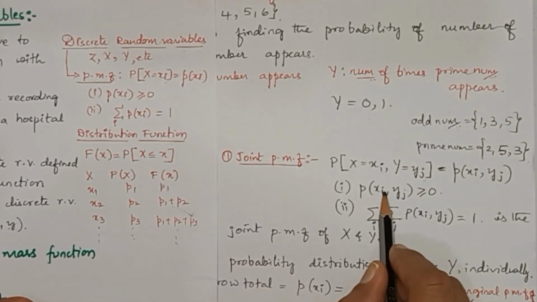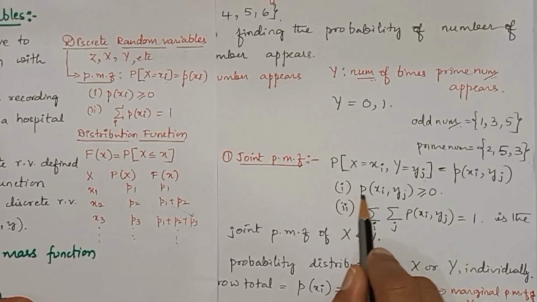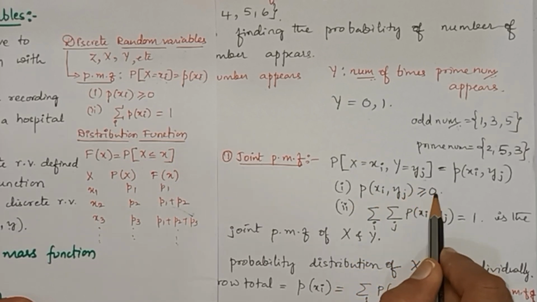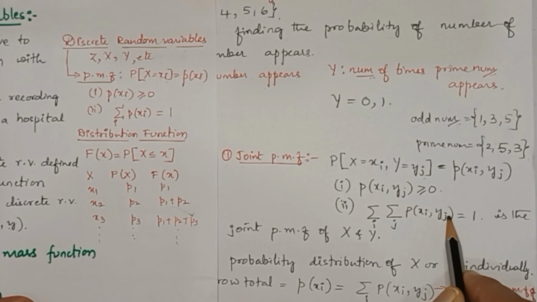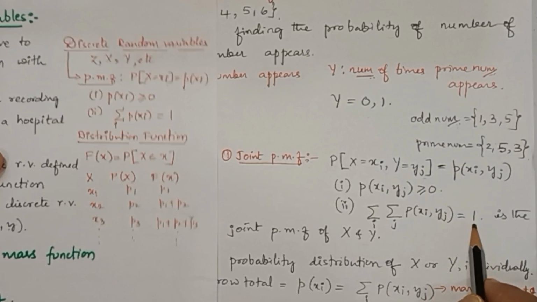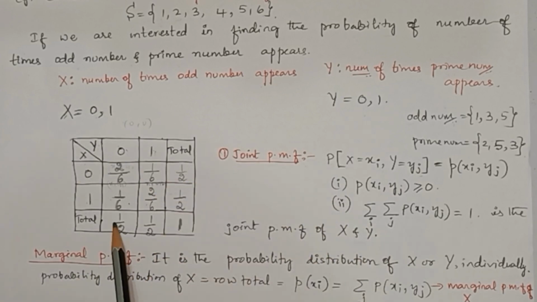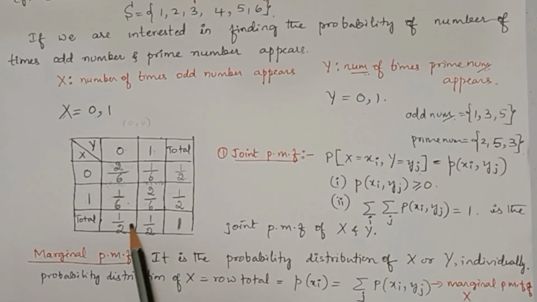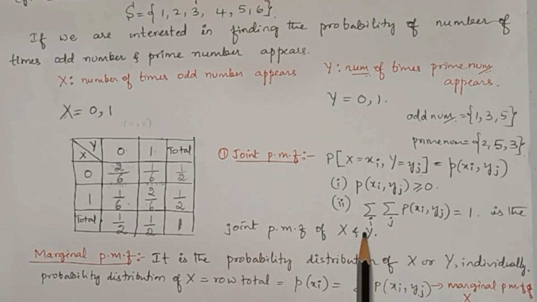In this case, that is true, but for xi comma yj you have to write p of xi comma yj greater than or equal to 0. And the second condition is summation over i, summation over j of p of xi comma yj must be equal to 1. That is, this sum as well as this sum both must be equal to the value 1. Then this is called the joint probability mass function of the variables x and y.